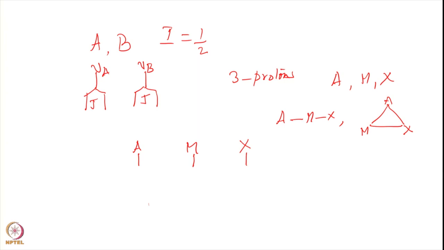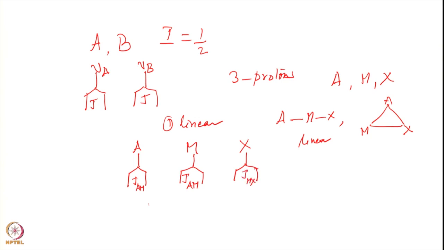Now in the case of the linear system, first case, and this is the triangular. In this linear system, what will happen? A is coupled to M, so therefore this will split into two. Similarly, M is coupled to A, so this will also split into two, and this coupling constant will be the same, JAM. This is also JAM. And what about X? X is coupled to M, and this will also split into two, and this is JMX.